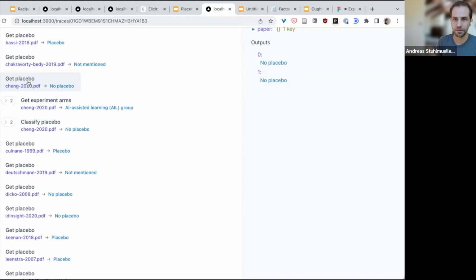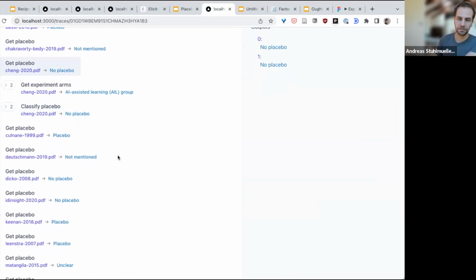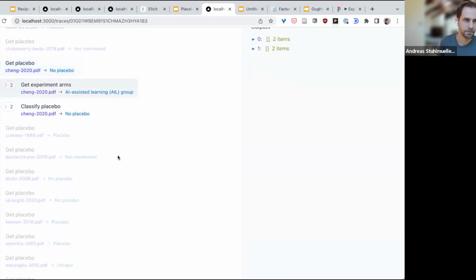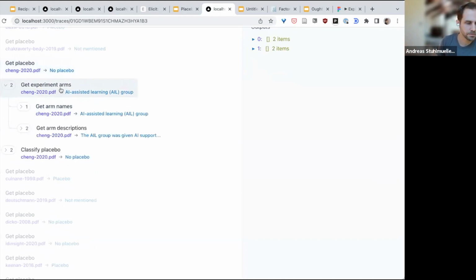to figure out what the different trial arms of the experiment are. And then given that we have a sense for what the trial arms are, we're going to say, okay, given those trial arms, can we classify whether the paper used a placebo or not? Trial arms are things like a control arm, and then the intervention arm, and then some details on what those were. So get experiment arms both returns the names of the arms and also returns a description of them.